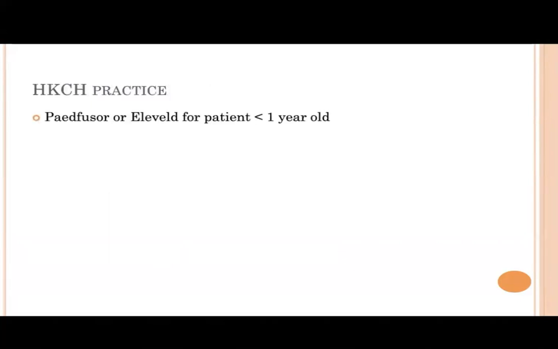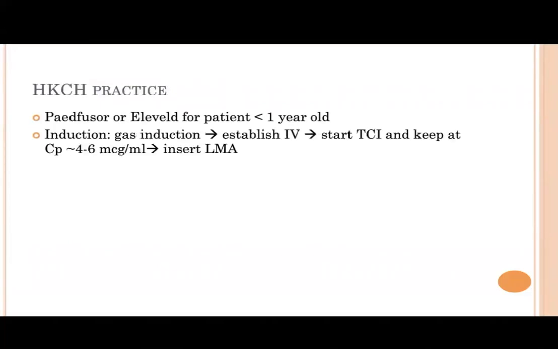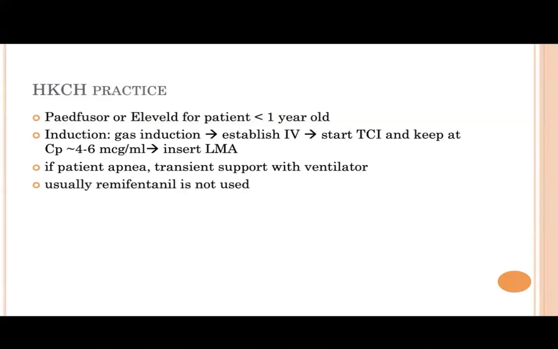In our hospital, we will use Perfusor or LUS if the patient is less than 1 year old. After starting the gas induction, we will establish our intravenous cannula and start our TCI program. At this moment, we keep the plasma concentration between 4 to 6 mic per mil, and then we insert the LMA. Patients sometimes will be apneic at this moment, so we transiently support the patient's breathing with the ventilator. Because we would like the patient to return to spontaneous ventilation, remifentanil will not be used.